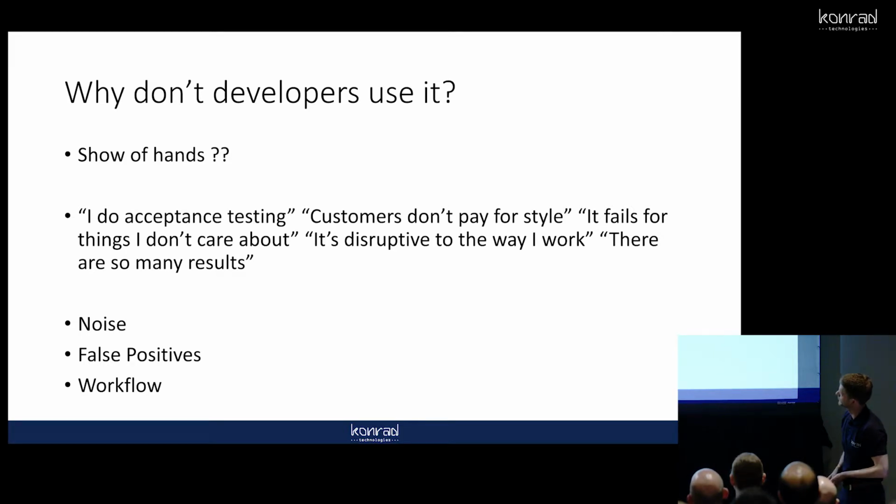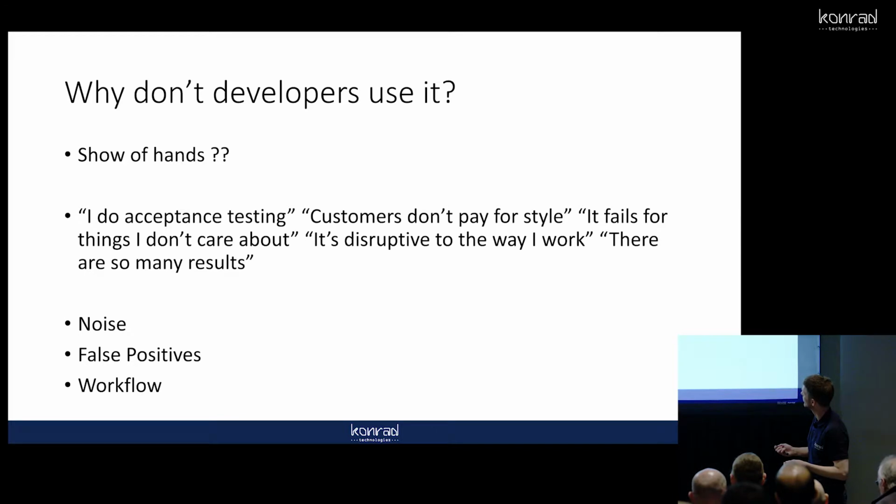It fails for things I don't care about. That's a common one. Or it's disruptive to the way I work. There are just so many results to trawl through. So if we look at those, and those are all things I've genuinely heard, we can categorize them as noise. It gives a lot of results. There's a lot of information there. What we might call false positives. It's failed for something, but do we really care about the thing that it failed for?